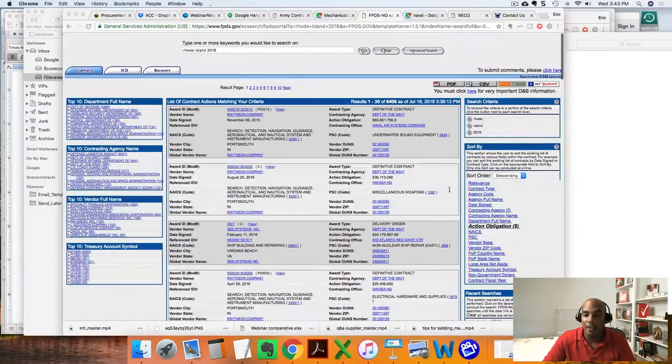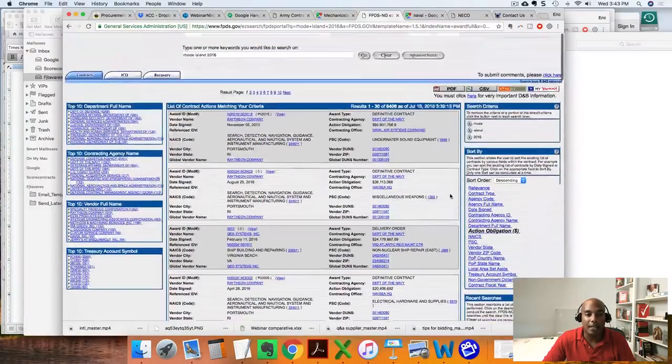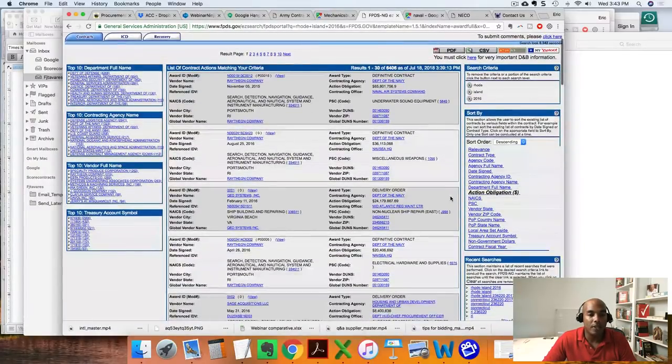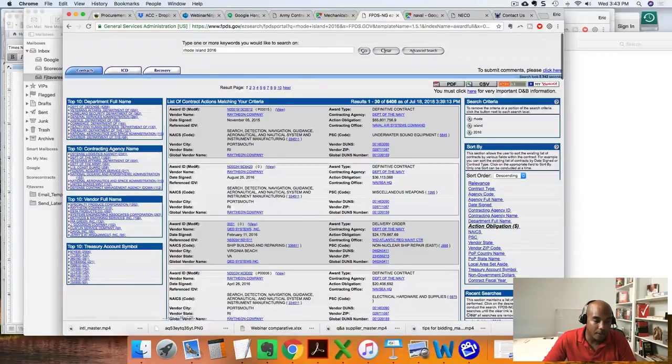I have a new client that I've been working with, and they're up in the Northeast United States. And we were looking at contracts over in Rhode Island. We were looking at those contracts, and we noticed something. If you look at FPDS, on the top 10 contract agencies, we noticed that there was the Department of Navy.